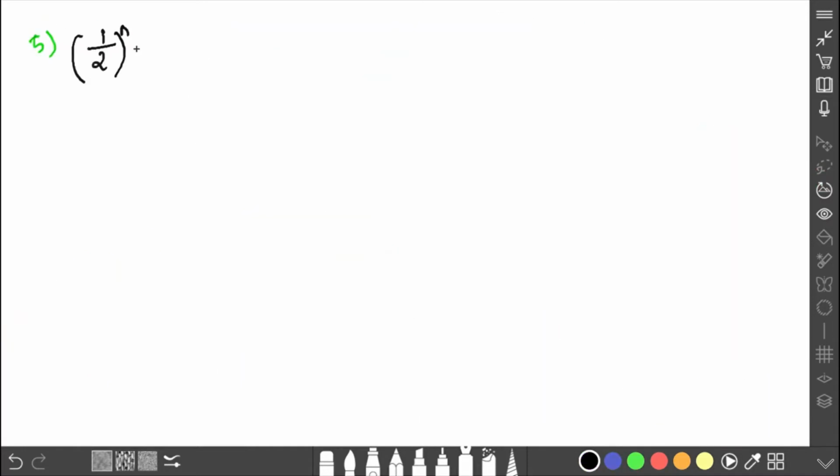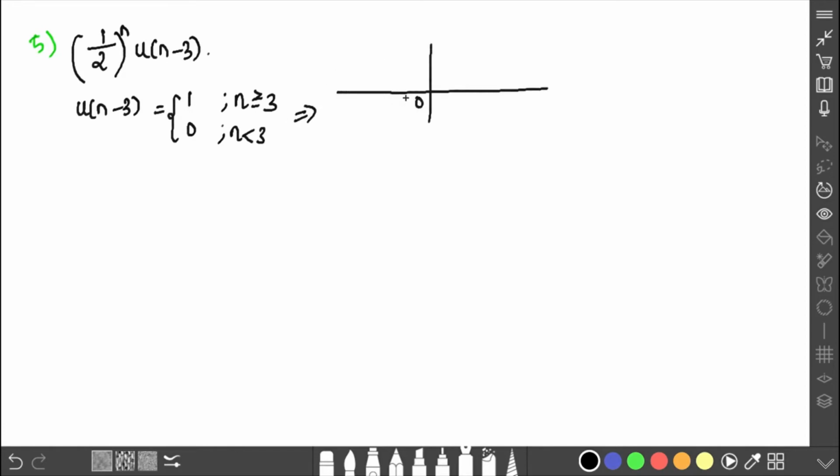Next one, 1 by 2 whole power n, u of n minus 3 again. Here also just identify the unit step signal functionality, where n minus 3 is given as 1 for n greater than 3. So this can be shifted to the right side. Here it is minus 3, so it should be shifted to the positive side by 3. You could see from the diagram itself, the unit step signal in terms of discrete should be drawn as samples. In order to show you, I am drawing it in a straight line. That is, I am showing it in CT, but you should draw in samples.